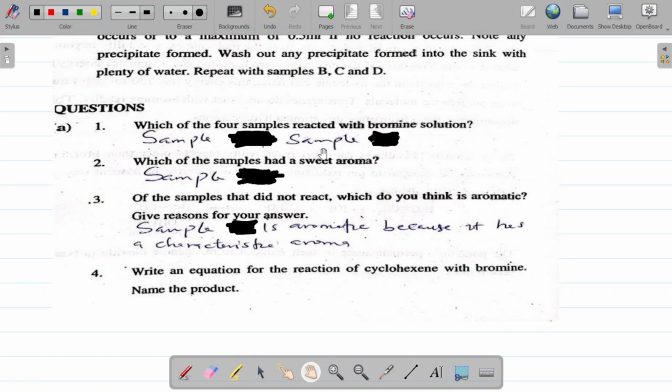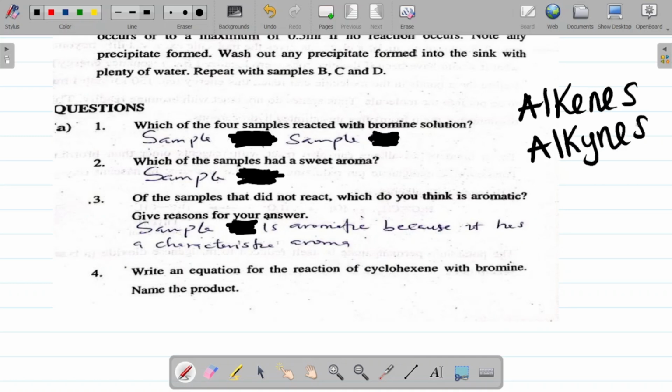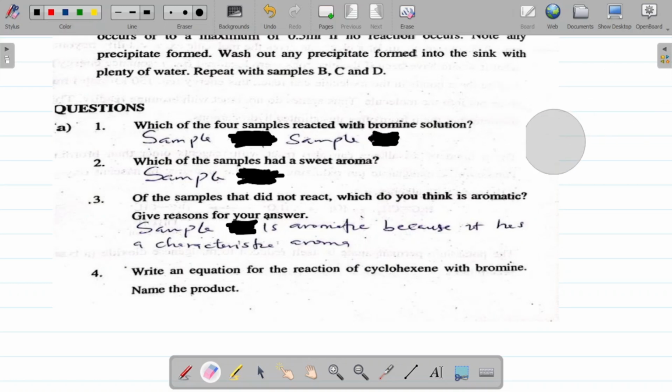But one thing to notice is that probably two samples will react, because normally the alkenes and the alkynes do react with bromine. So if they ask which of these four samples reacted, we expect probably two of them should react. But this should come from your own experiment, so I'm not giving any definite answer. Check your group work and get it down for yourself.